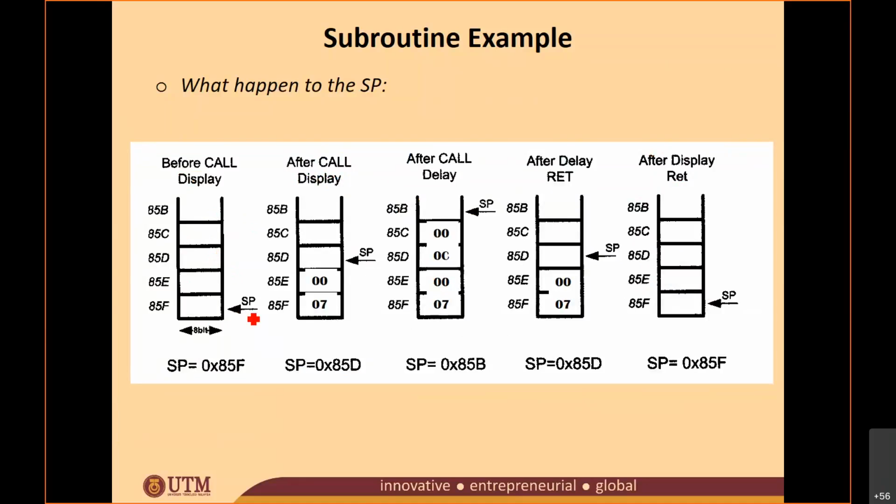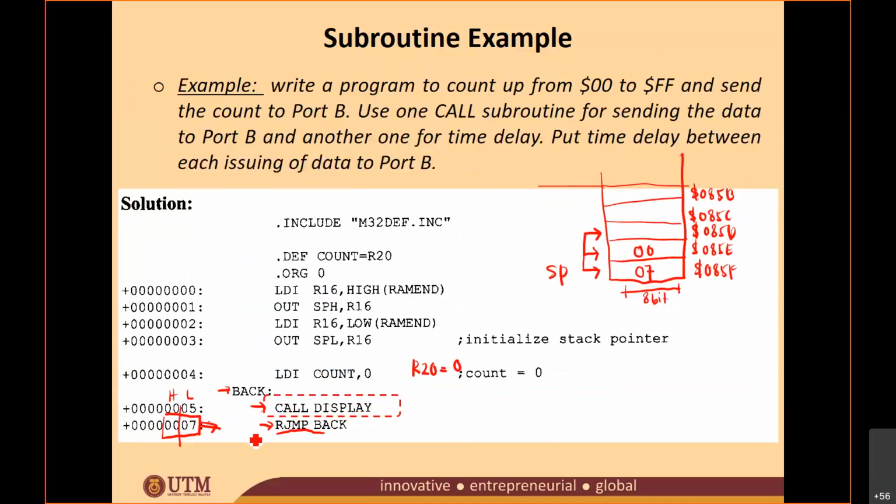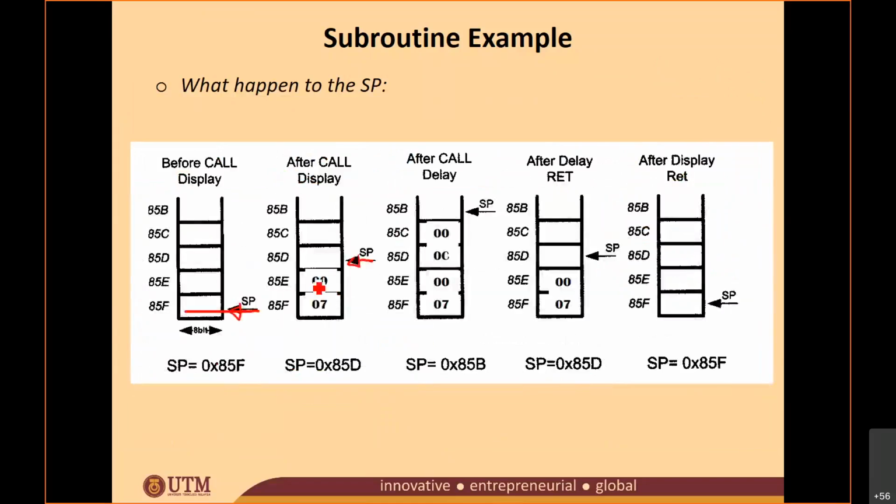Okay, before the call display instruction is executed, the stack pointer points to the address. After you call the display subroutine, the stack pointer is decremented and points to address 085D, and then the address of here, sorry, rjump back, is saved to your stack, which is 0007, and then you call again.